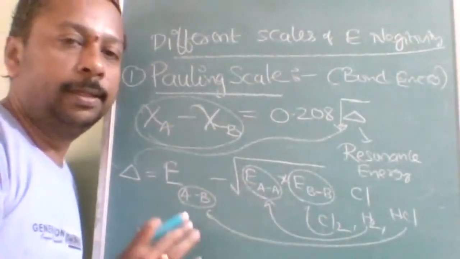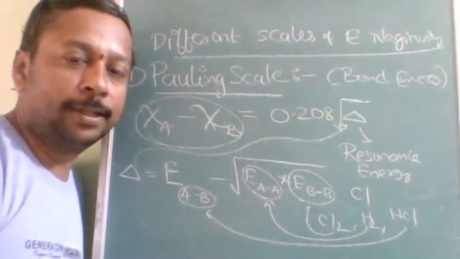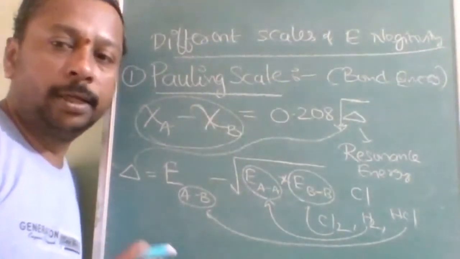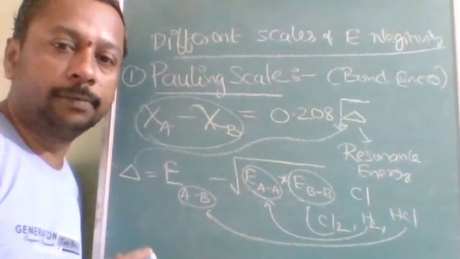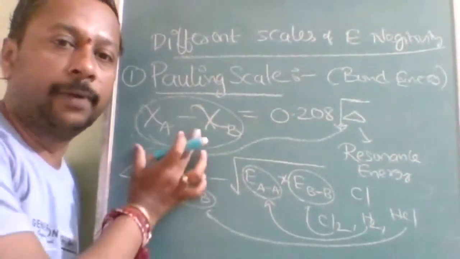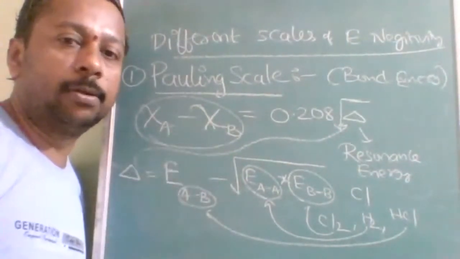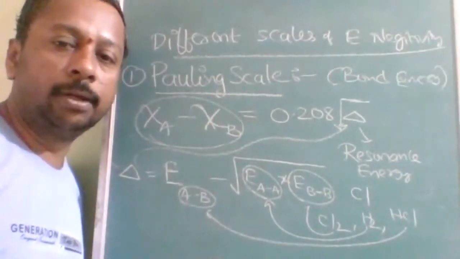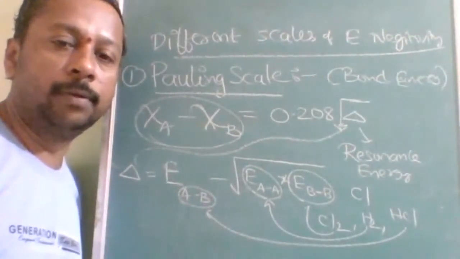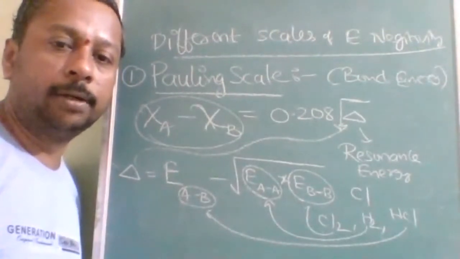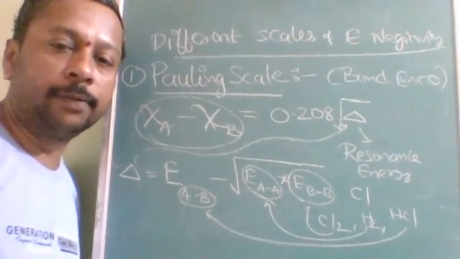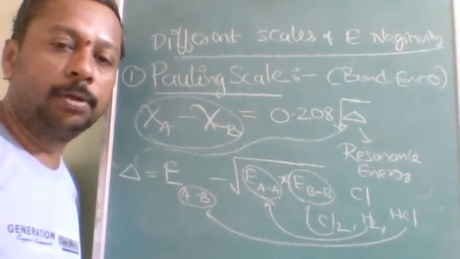Even after that you will not get the electronegativity of either chlorine or hydrogen. You will get only the difference between the electronegativity of hydrogen and chlorine, not of hydrogen alone, not of chlorine alone. Normally hydrogen is taken as a reference. So note down this formula with explanation and example.